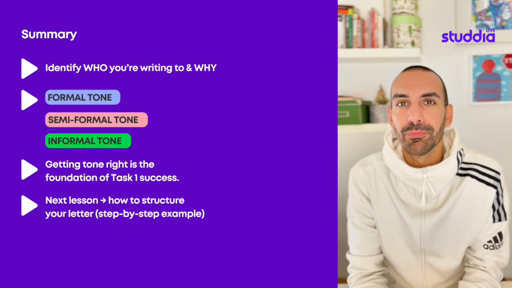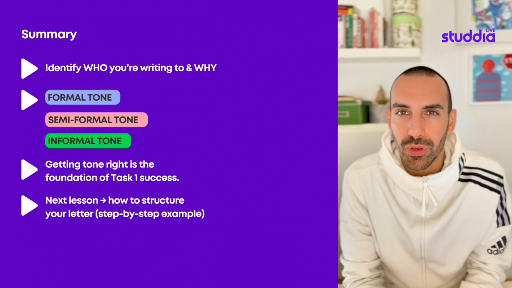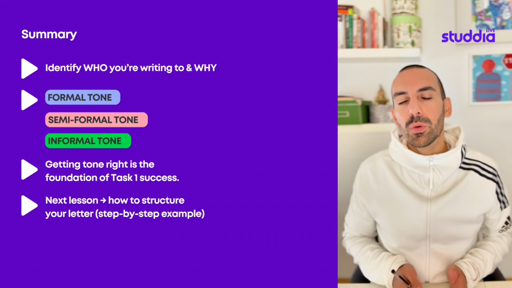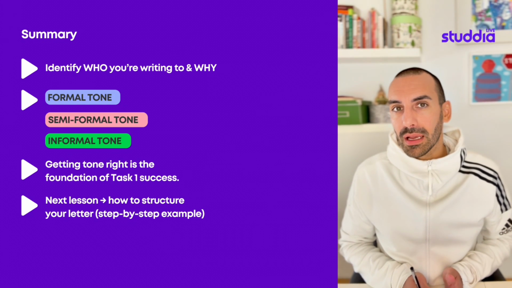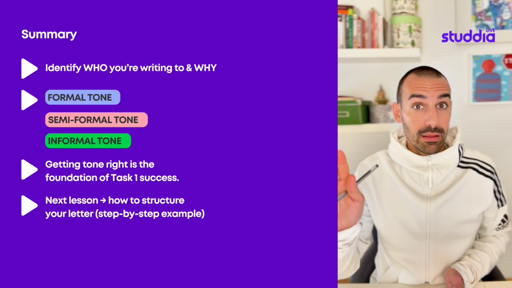In the next video, we're going to talk about how to organize your letter, and I'll show you exactly what structure you should follow when writing your response step by step with a real example.